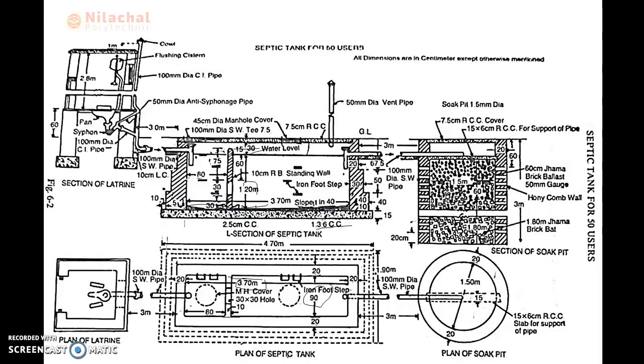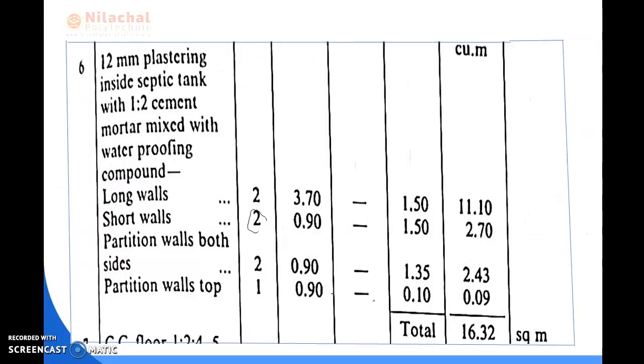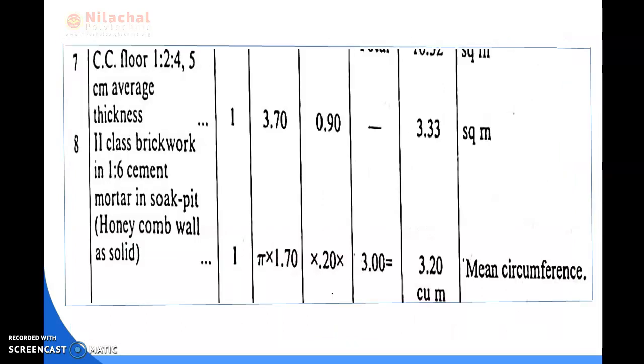What is the septic tank area? So here, what is the inner area? The length is 3.70, right? What is the breadth? The breadth is 0.9, right? 3.70 and breadth is 0.9. So we need to write down here: the length is 3.70, breadth is 0.90.